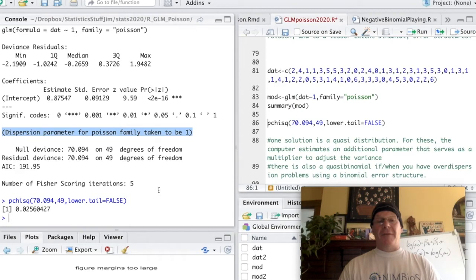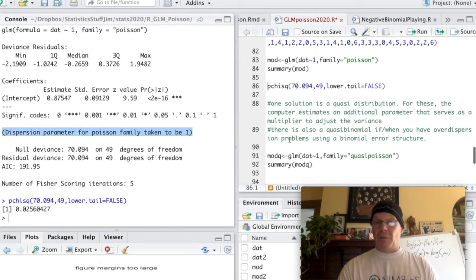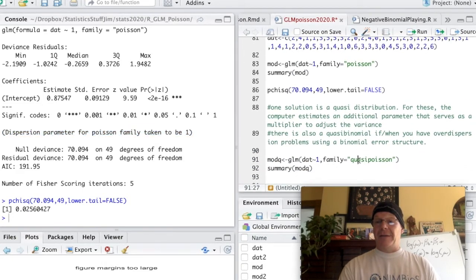But since we have this overdispersion problem, it's very clear that actually that probably isn't the case. And so we need to account for that. And we account for that by using what's called a quasi-distribution. And there's also a quasi-distribution for a binomial built into the GLM. But we'll go ahead and use the one for a Poisson, and it's simply family equals quasi-Poisson.